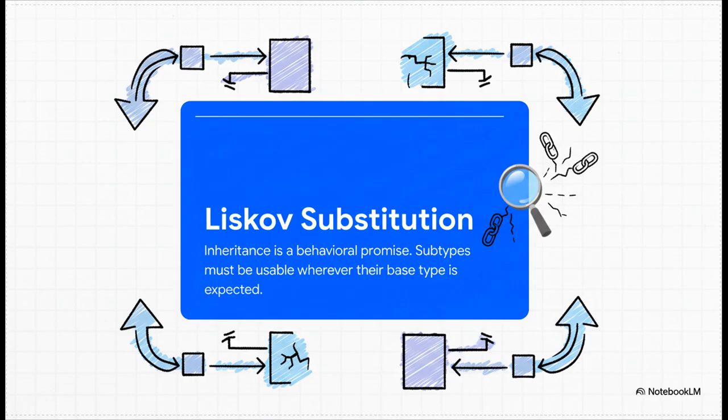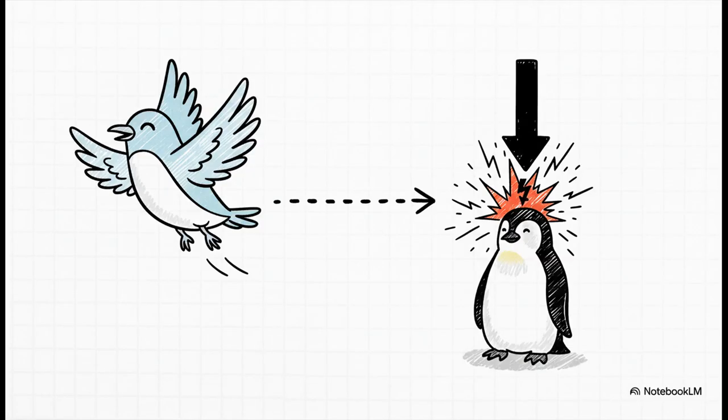No surprises. And here is the perfect example that makes it all click. So you have a bird class, and it has a fly method. Makes sense. And a penguin, well, a penguin is a bird, right? So you have it inherit from bird. But wait, penguins can't fly. So what do you do in the fly method? Maybe you throw an exception.